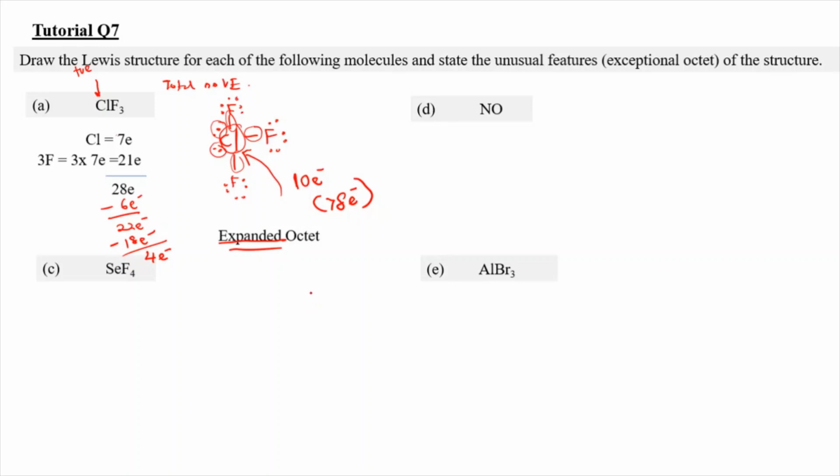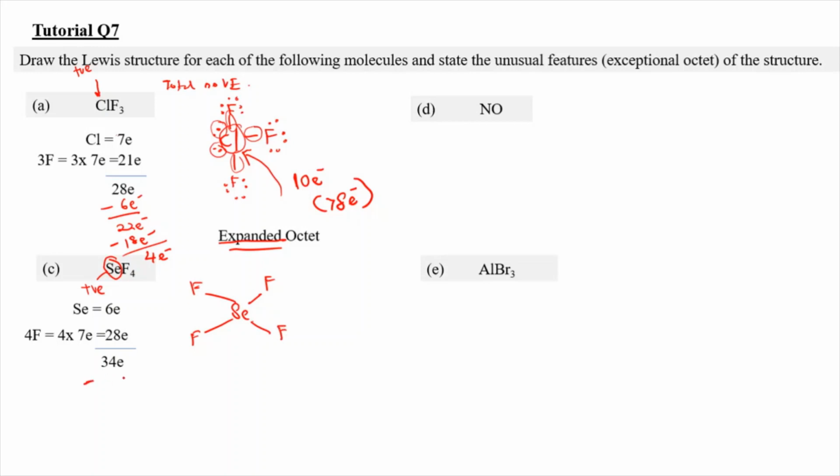Okay, now we're going to look into SeF4. So for selenium, the same thing, you need to count the total number of valence electrons. So selenium will have 6 electrons because it is located in group 16. For fluorine it is going to be 4 times 7, which is 28 electrons. So 6 plus 28 is going to be 34 electrons. So between selenium and fluorine, selenium is the more electropositive atom. So selenium is going to be at the center, connecting with 4 fluorine atoms at the terminal.